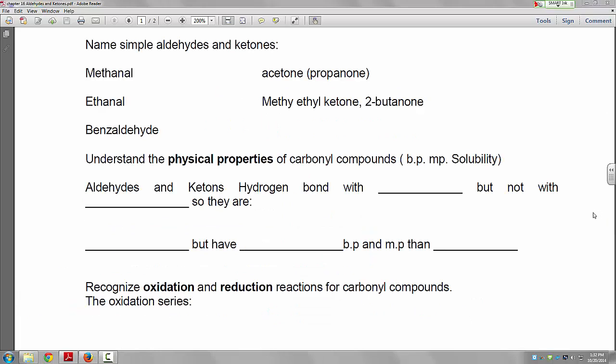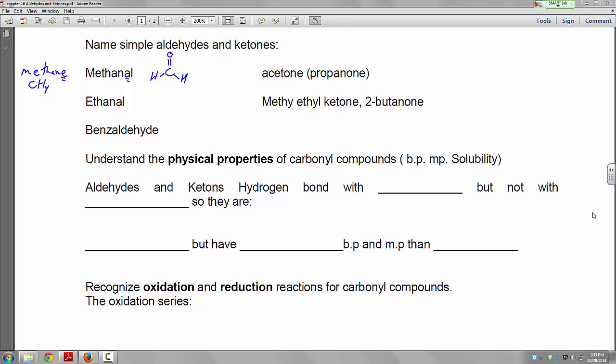Naming simple aldehydes and ketones. Methanal. Methane is our 1-carbon alkane, CH4, right? What we do is we drop the E ending and we add L, so methane becomes methanal, and this is also known as formaldehyde. So 1 carbon, that means there's 2 hydrogens.